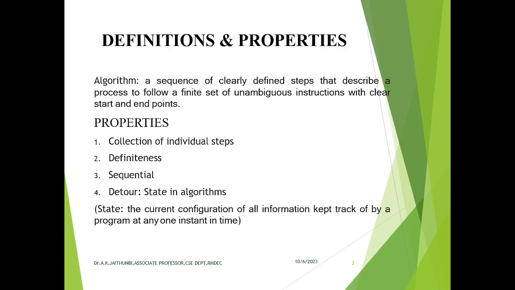Now, the major properties of an algorithm. Each and every step should be individual, that is, they should do some task, a collection of individual steps. Then, definiteness: it should do a certain task, for example, getting input, processing, and displaying the output. Next is sequential. An algorithm will be executed in order only. It will not be out of order execution.